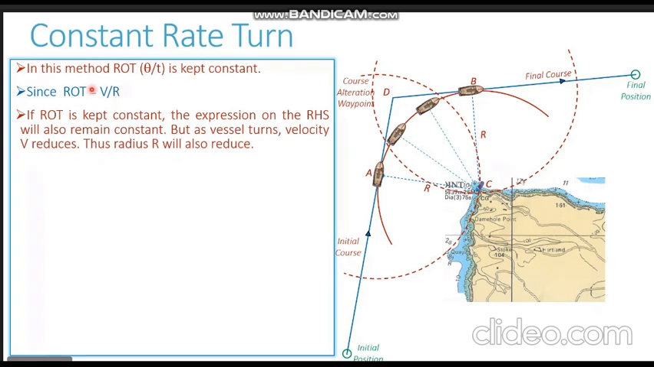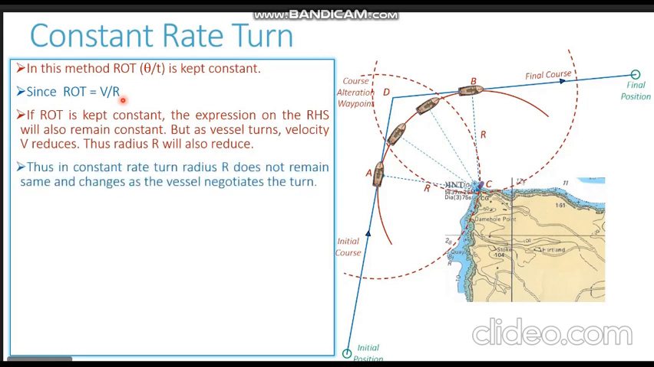Now, if there is a reduction in the speed, since we are keeping the rate of turn constant, the denominator, radius, is also going to decrease. To keep the ROT constant, if there is a drop in speed, there will be a drop or reduction in the radius also. So this is the reason that this turn is no more a constant radius turn and is known as a constant rate turn.